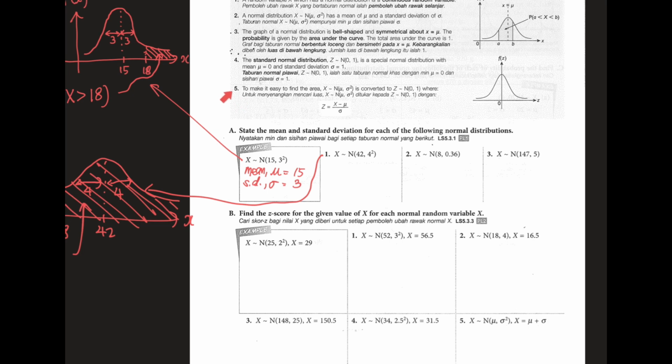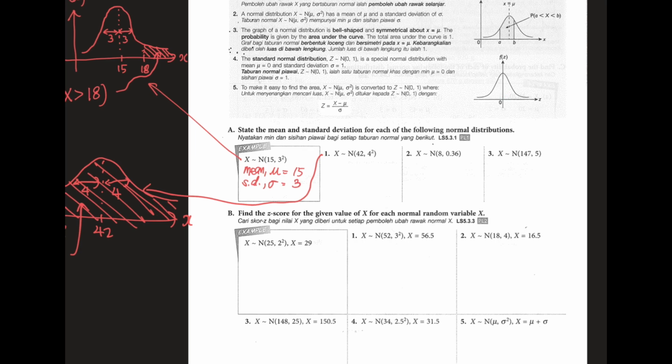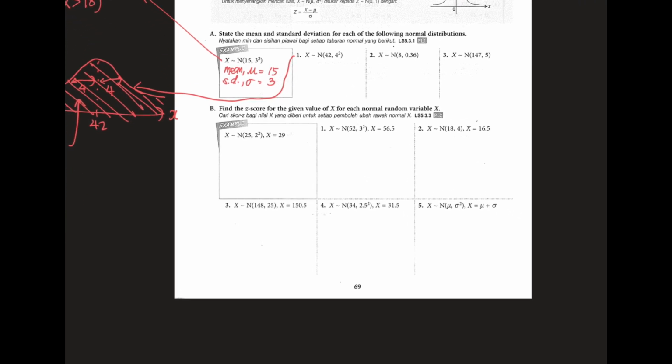Now let's finish up the theory here to make it easy to find the area. You see, we have different kinds of graph, and it's very hard to find the area because the area is of different size. So we change it to Z. To change it to Z, we use this formula. Then our graph becomes the same graph. Then we can use this graph to find probability easily, where we use the table. What table, I will let you see later. Now let's do some questions first.